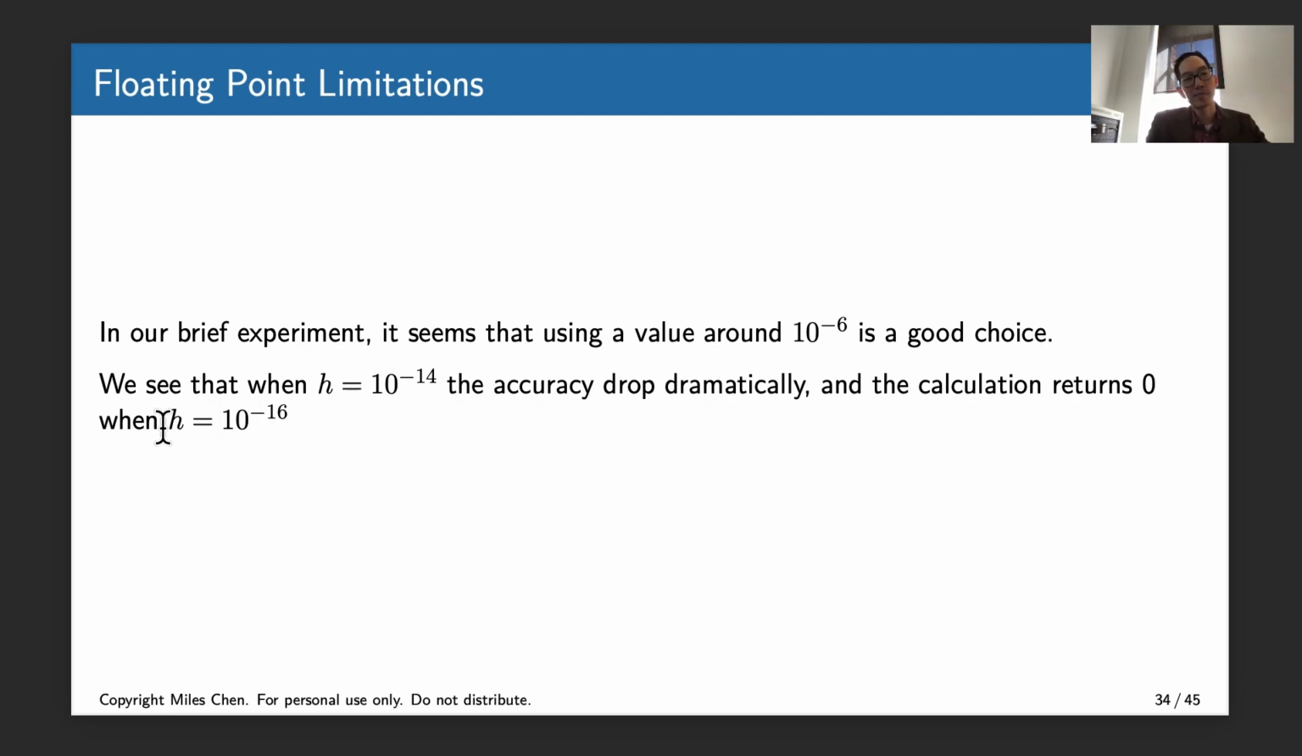Okay, so in our brief little experiment, using a value around 10 to the minus 6 is a good choice. But as you use a smaller and smaller h, the accuracy drops dramatically, and it drops down to 0 when the floating point math no longer works there. Okay.